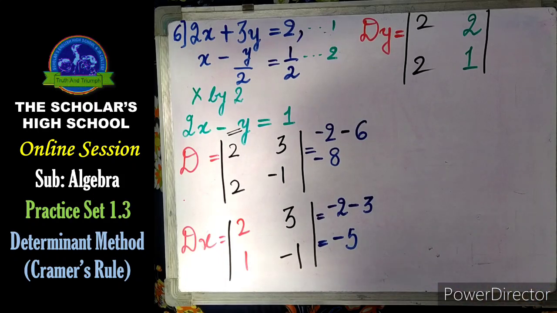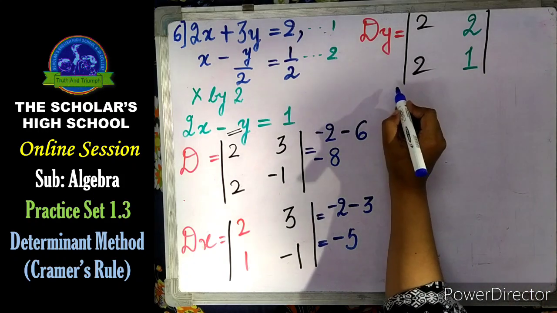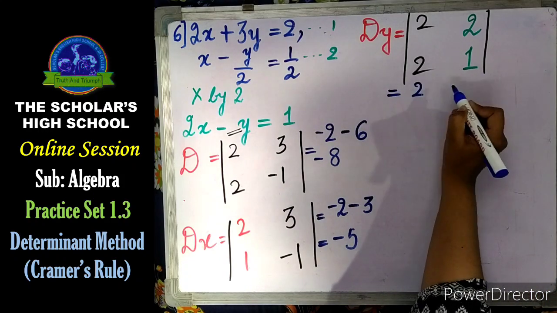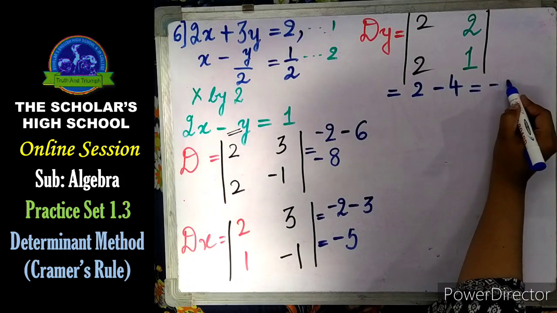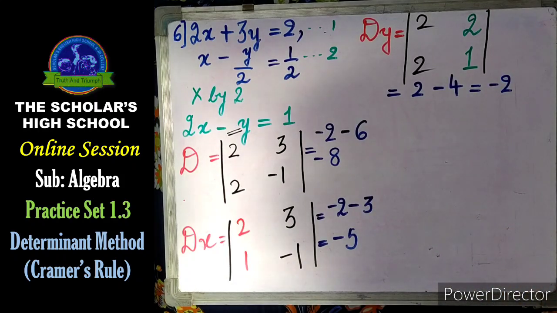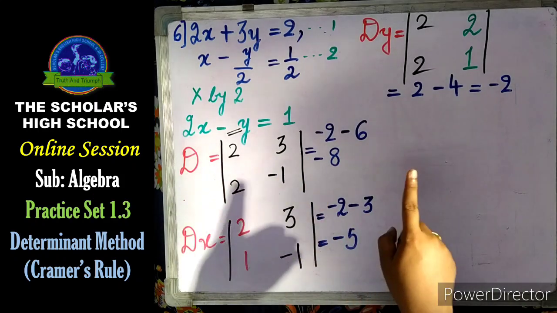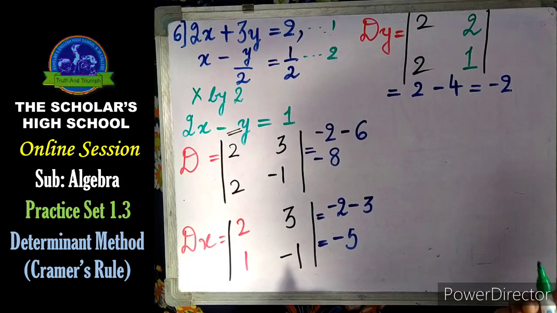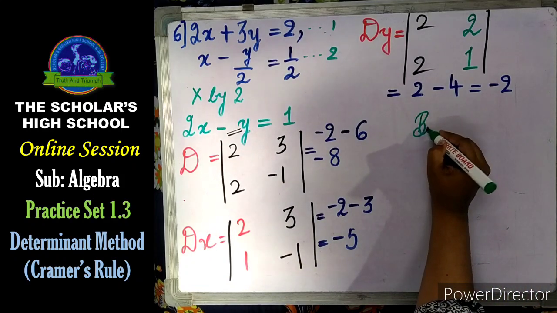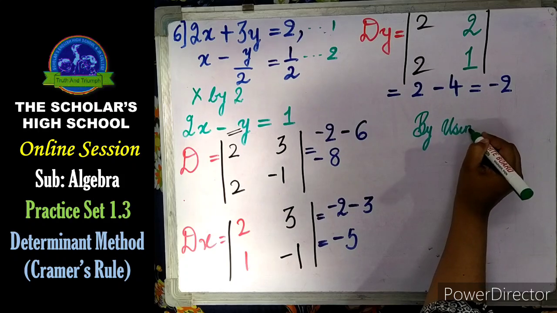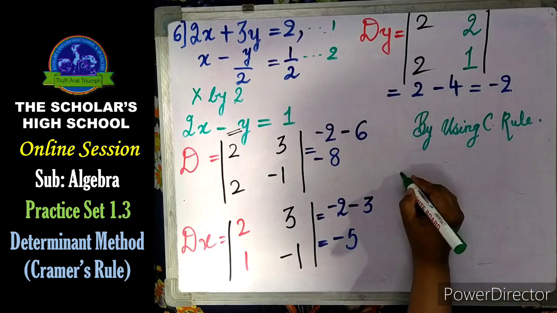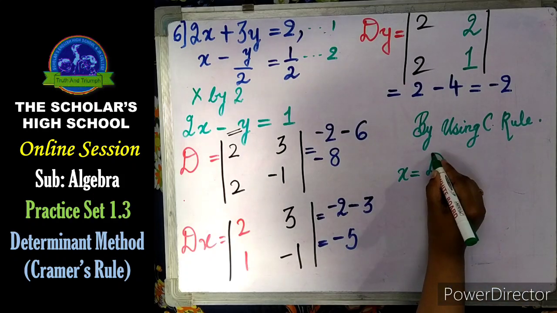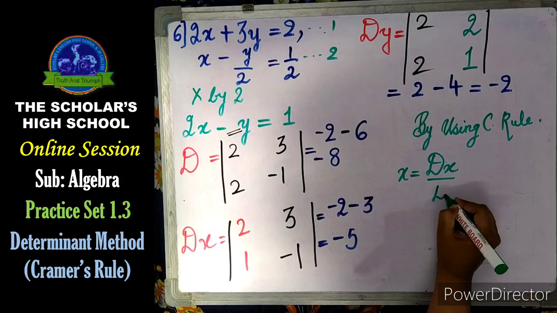Now coming to that particular one, here we can solve it. 2 ones are 2, minus 2 twos are 4. So it will be minus 2. So the value of d is minus 8, value of dx is minus 5, and value of dy is minus 2. So we are going to write by using Cramer's rule, x is equal to dx upon d.